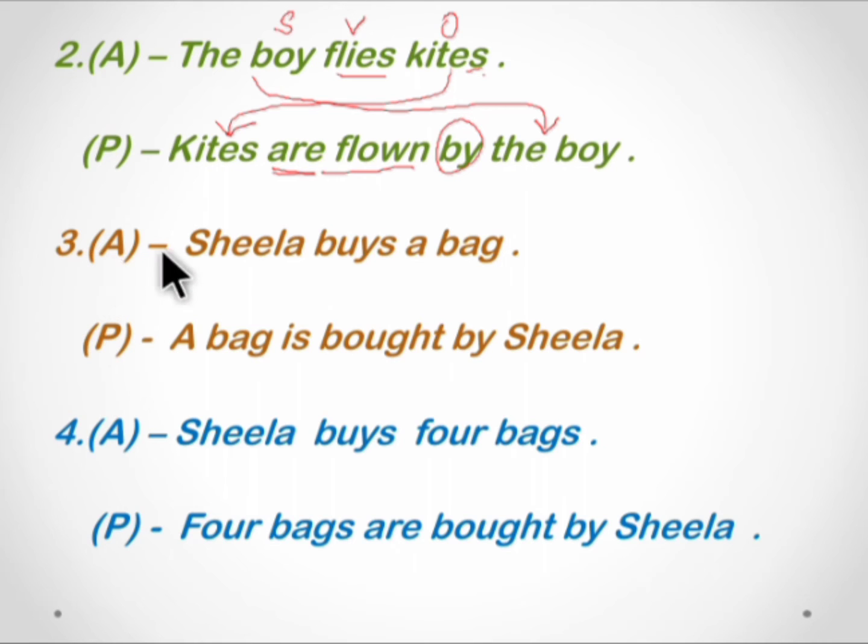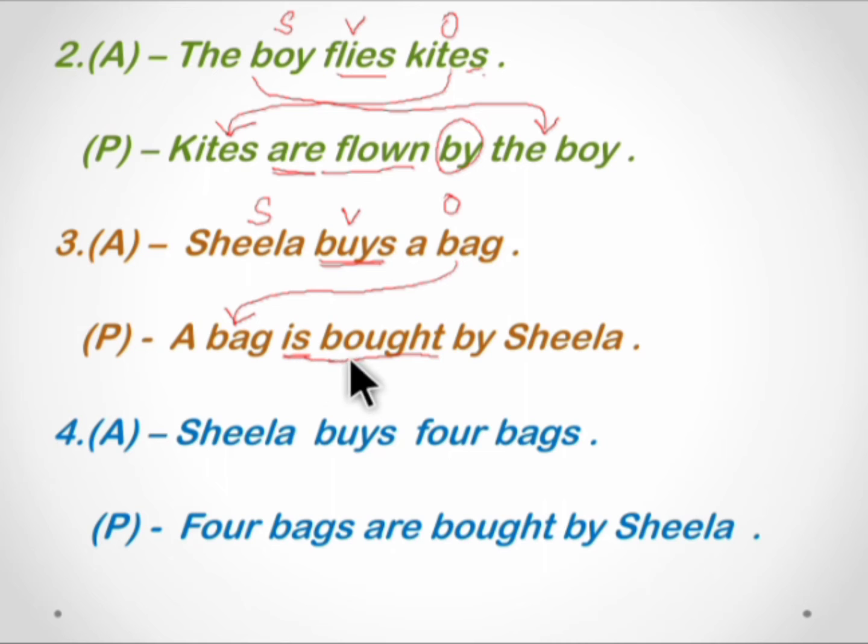Look at the next sentence. Sheila buys a bag. Sheila is the subject, buys is the verb. What does she buy? A bag. So this is the object. Now this bag will become the subject in the passive voice. Buys is the present tense. A bag is singular, so the singular be verb is is. The past participle of buy is bought.